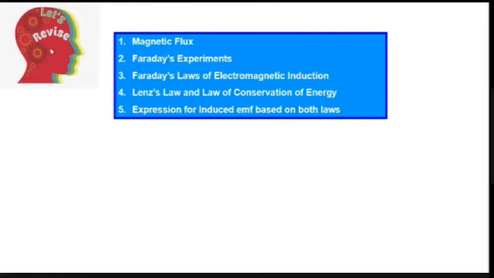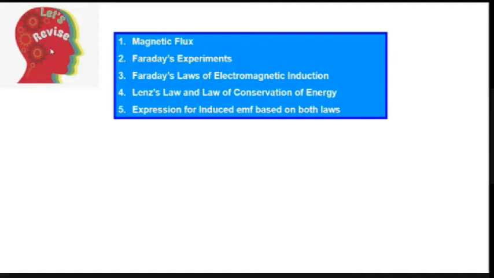Lenz's law states that the direction of induced EMF is such that it always opposes the cause producing it. For example, if the induced EMF is due to an increase in magnetic field, then the induced EMF direction will be in such a way that it will try to decrease the field. And we can take any examples for that. Then we have seen the important description.